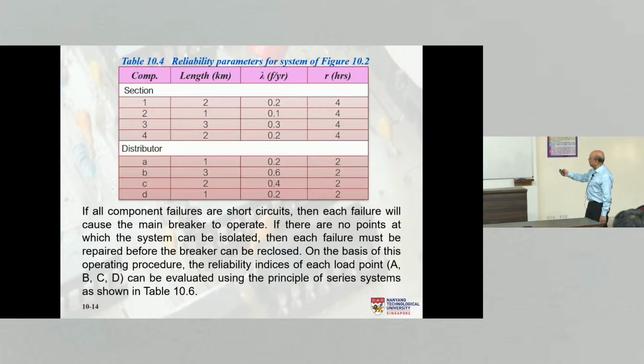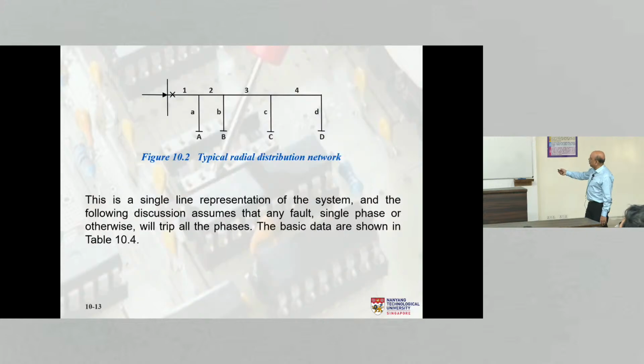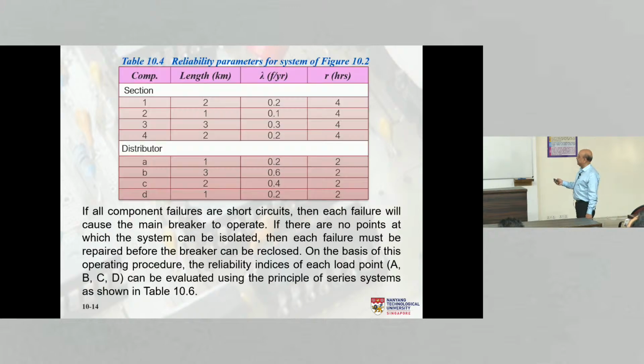So the basic data of this system are shown here. We have got four main sections, 1, 2, 3, 4, and we have got four distributors, A, B, C, D. This is called a distributor, the lateral. You can call it a lateral section or a distributor, A, B, C, D, and these are the main sections. They are all cables or transmission lines. And this is where our loads are connected, capital A, capital B, capital C, capital D, okay? Only one breaker. This is the system that I have chosen right now, okay?